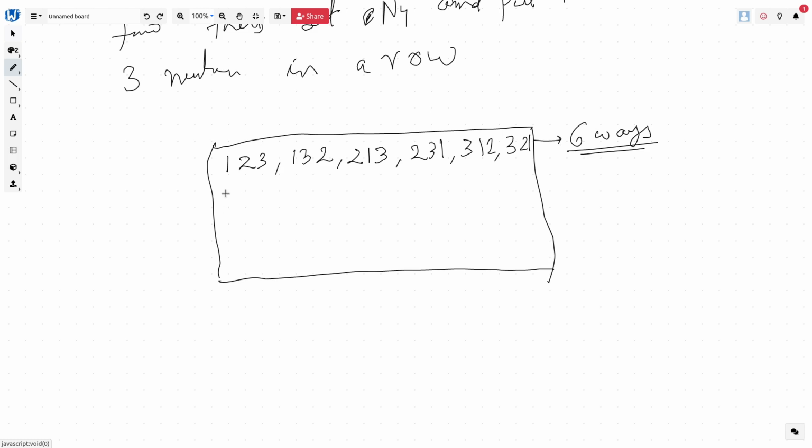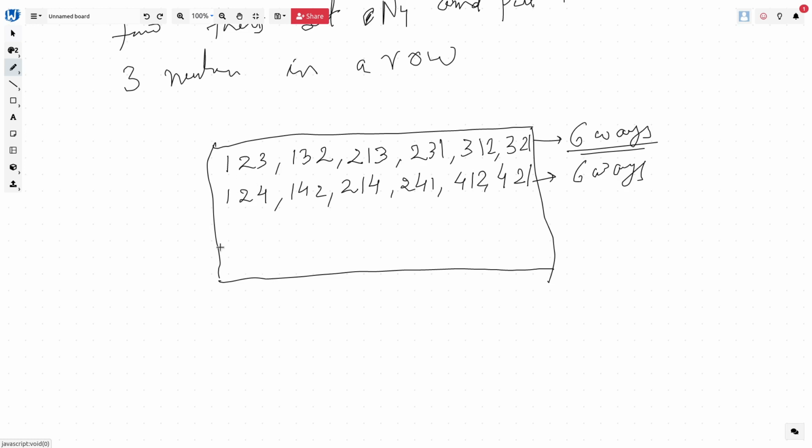The second combination we can use is 1, 2, 4, because it doesn't use the same elements as 1, 2, 3. It's a different combination, so you can again arrange them in 6 ways. We can write 124, 142, 214, 241, 412, and 421. Again, that can be done in 6 ways.